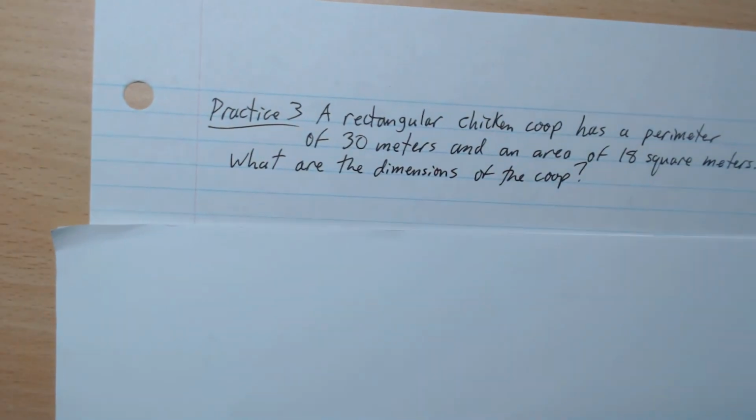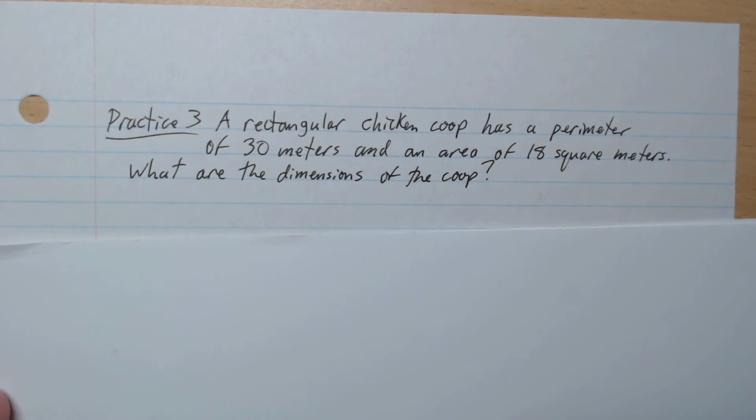Okay, and last one, practice number 3. A rectangular chicken coop has a perimeter of 30 meters and an area of 18 square meters. What are the dimensions of the coop? Go ahead and pause the video and answer that.